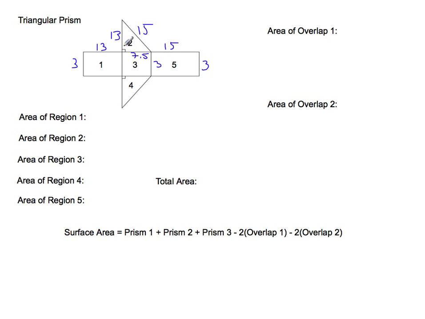We know that the area of region 2 is equal to the area of region 4. So let's start putting in our dimensions. The dimensions of region 1 are 3 by 13, which gives me 39. My dimensions of region 2 are 13, which is my height, and 7.5, which is my base. I'm going to have to divide by 2 because it is a triangle. And let's do that.